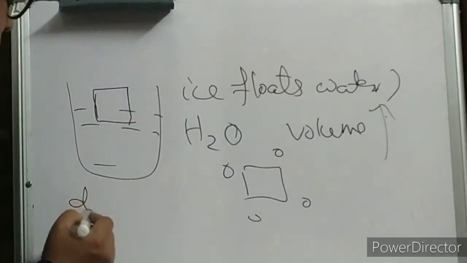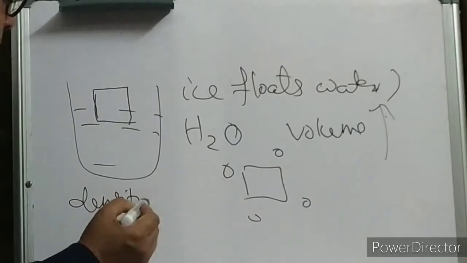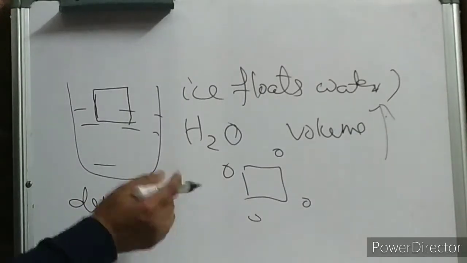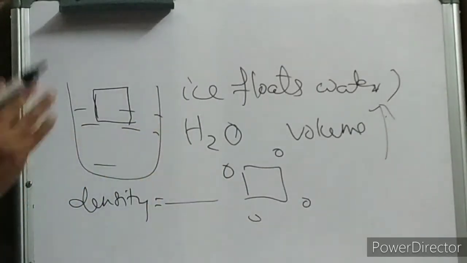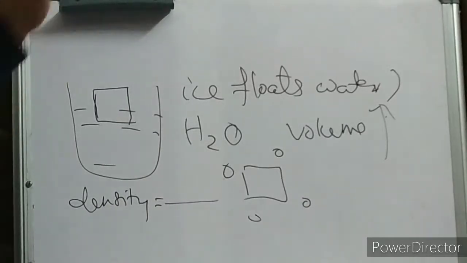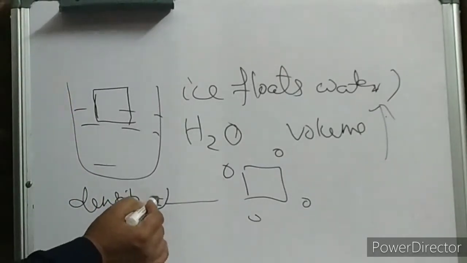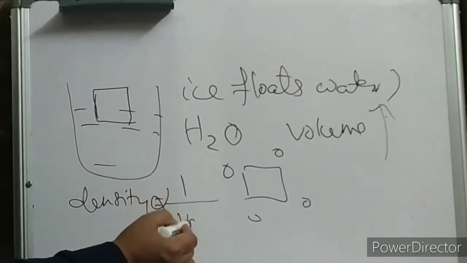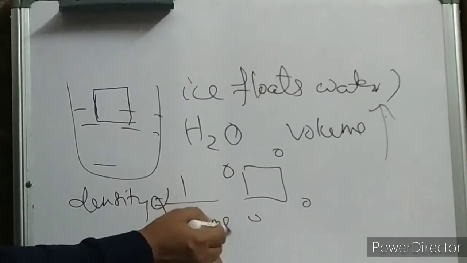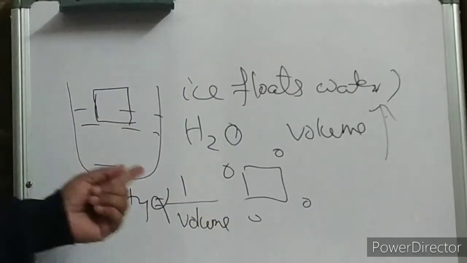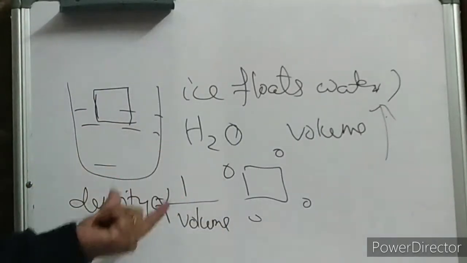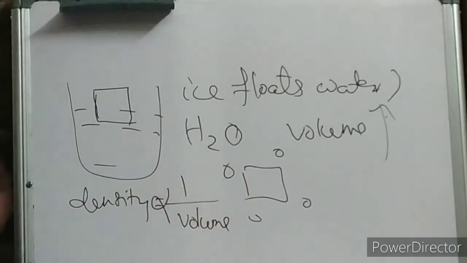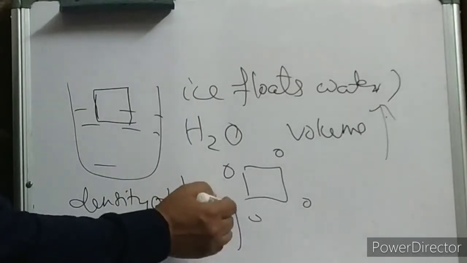And you know density is equal to mass per volume. So a particular mass, a particular amount of water you have taken to freeze, to convert into ice. So your density is now inversely proportional to volume. Hope I am making sense right now. Density is equal to mass per volume, so density is proportional to mass and inversely proportional to volume. Clear, children? Now volume increases.